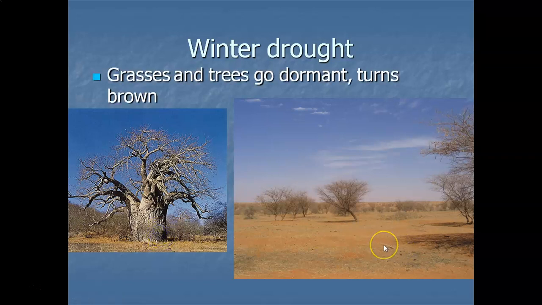Now, the thing about the tropical trees in the savanna is that they are going to drop their leaves. There is a reason for the trees to be deciduous, because there's about a 4 to 6 month period of extreme drought. So the trees have to go dormant, and so they drop their leaves. They're deciduous. And then the grasses will brown and kind of go dormant also. So it's a very dry and brown environment during the winter drought.